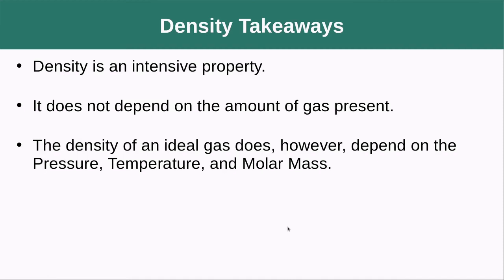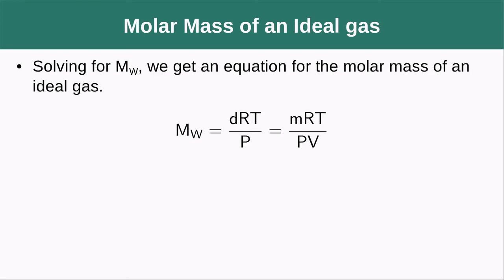Density is an intensive property. We're going to remember that. That means it does not depend on the size of the system. But the density of an ideal gas does depend on the pressure, temperature, and molar mass. We can also solve that equation for the molecular weight. We can see that the molecular weight is equal to the density times the ideal gas constant times the temperature divided by pressure. Or we can substitute in our value for density here. If we have the mass and volume, we can see that that is MRT divided by PV.